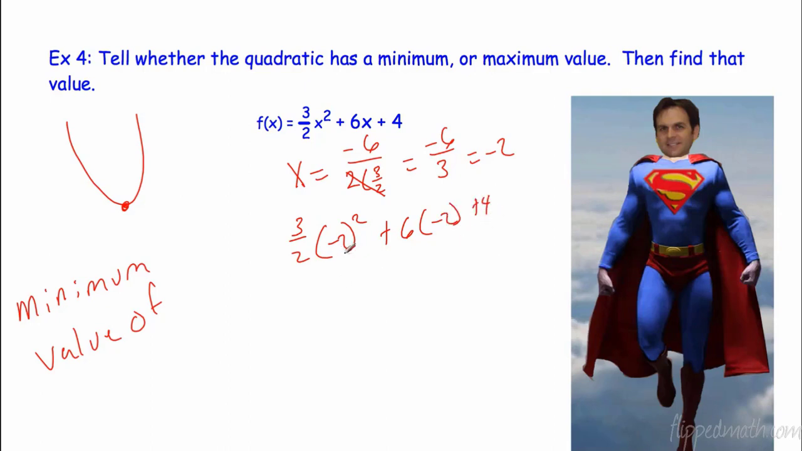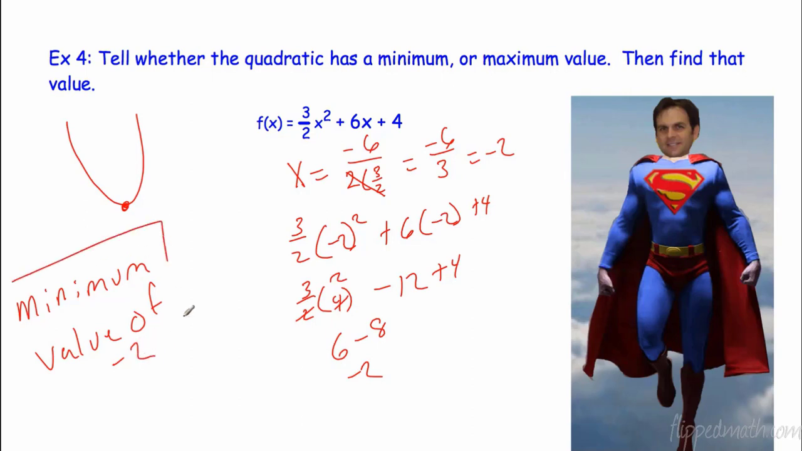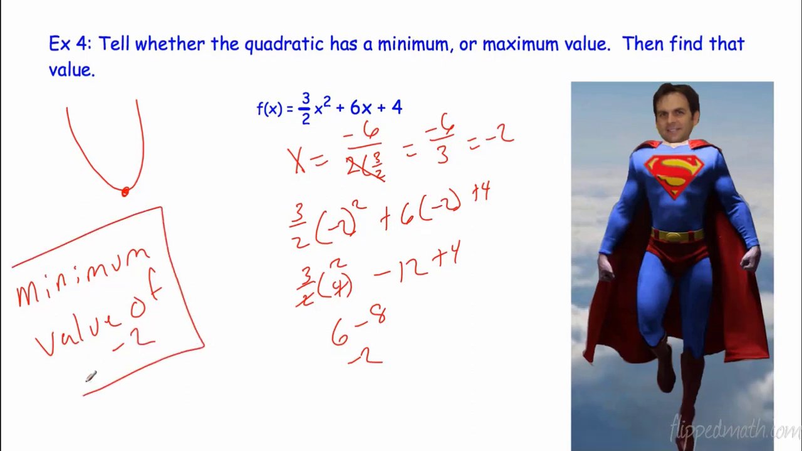All right, here we go. Negative 2 squared is 4. 3 halves times 4, minus 12, plus 4. 2 goes into 4 twice, so 6. Negative 12 plus 4 is negative 8, negative 2. So we have a minimum value of negative 2. All right?